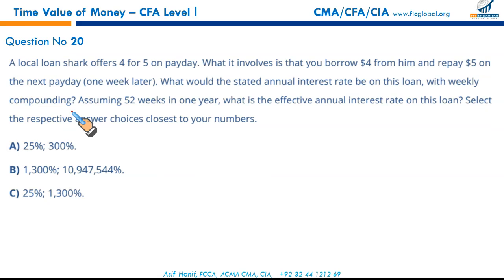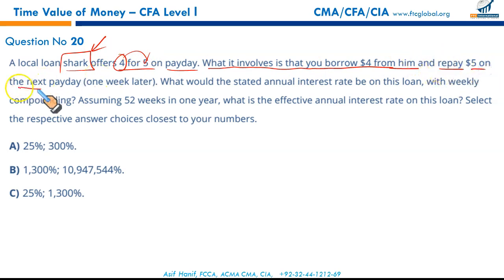Now this is the one that needs my attention. A local loan shark offers 4 for 5 on payday. They offer you a loan of $4, but on your payday, which might be weekly or maybe monthly, 4 for 5 means if you borrow 4, you will have to pay 5. That is $1 interest. You borrow $4 and repay $5 on the next payday 1 week later.